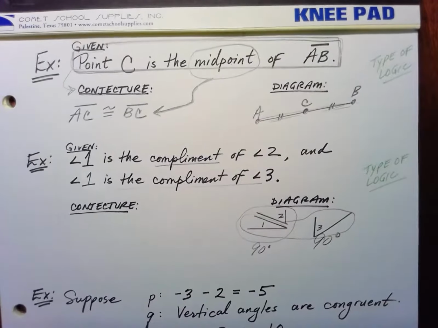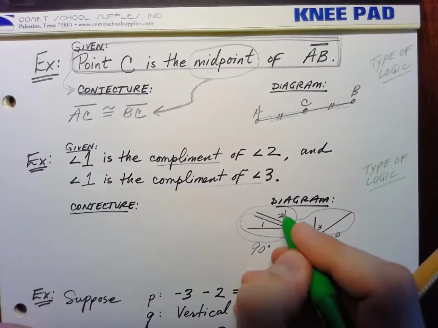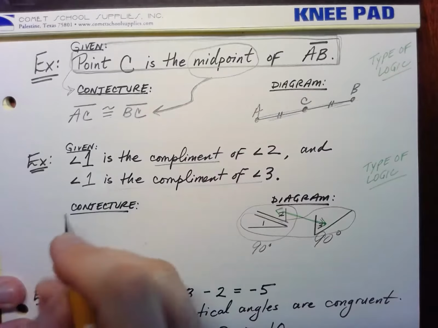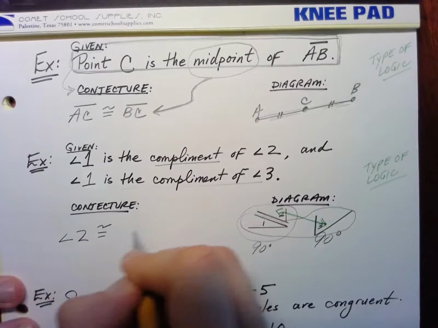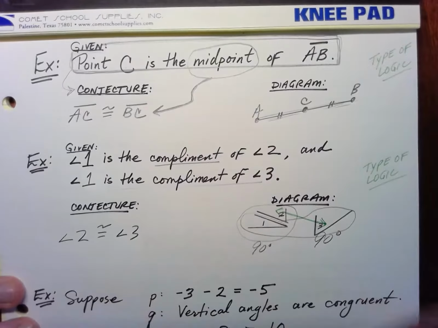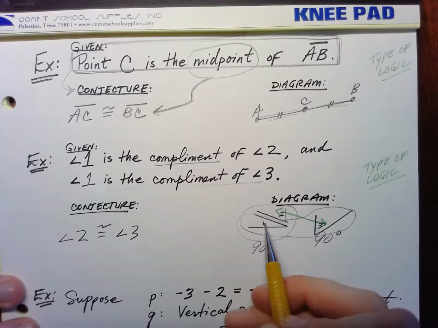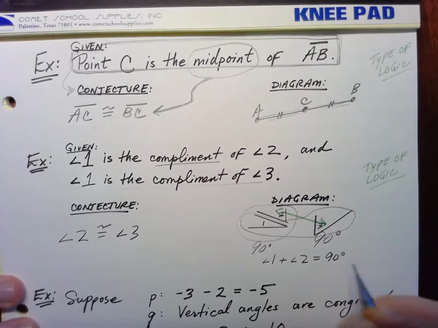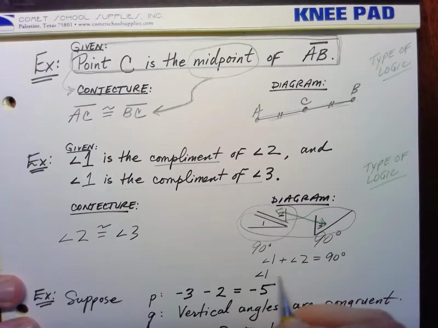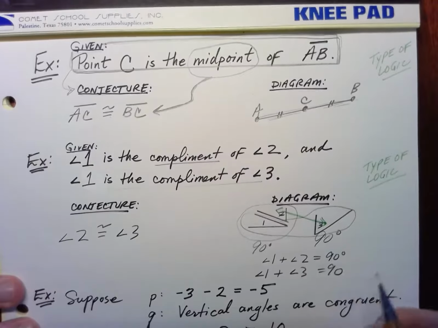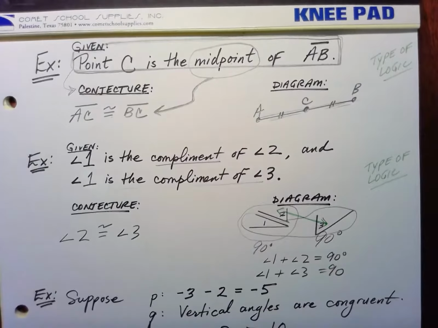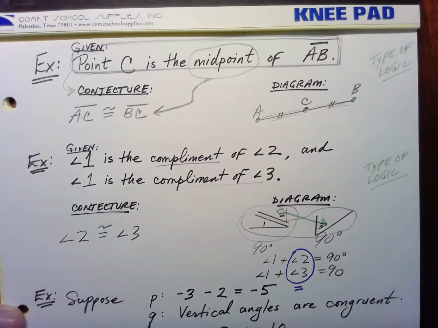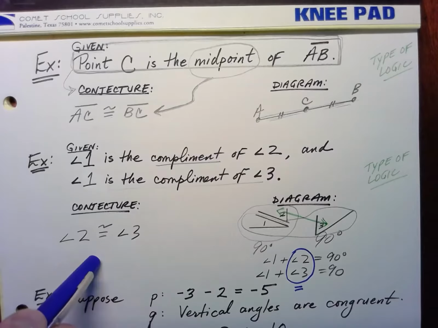So what does that mean about angles 2 and 3? That's what our conjecture is going to be, that angle 2 has to be equal to angle 3, or congruent rather. Because if angle 1 plus angle 2 is 90, and I know that angle 1 plus angle 3 is 90, then obviously, just using our algebraic properties, angle 2 and angle 3 have to be the same, right? They have to be the same. So that's what our conjecture is.